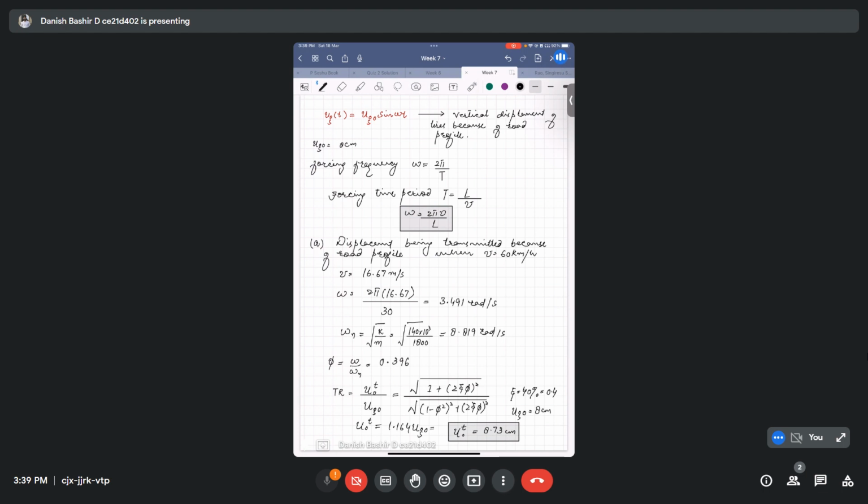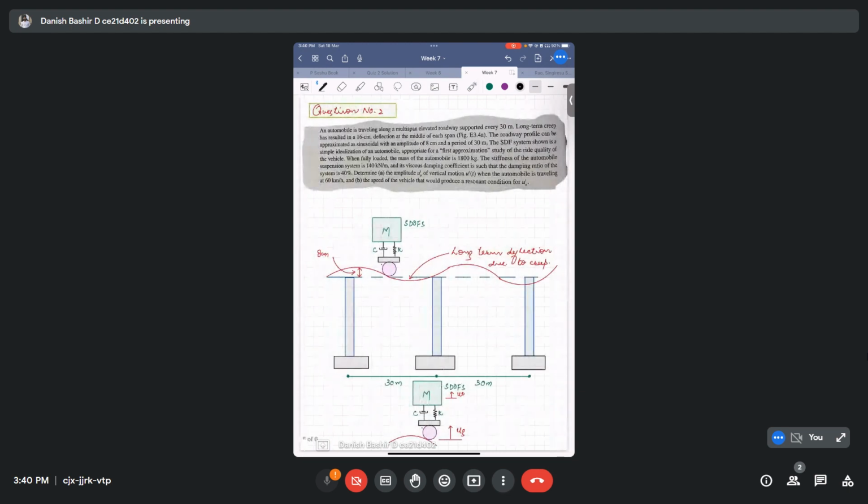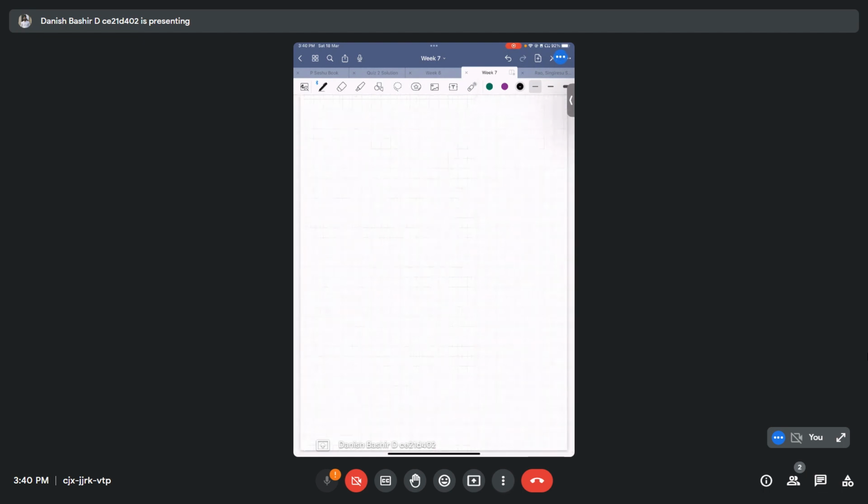So A part is done, we have to do B part also. We have to find the speed of the vehicle that will produce a resonant condition. B part: speed of the automobile that will produce resonance.